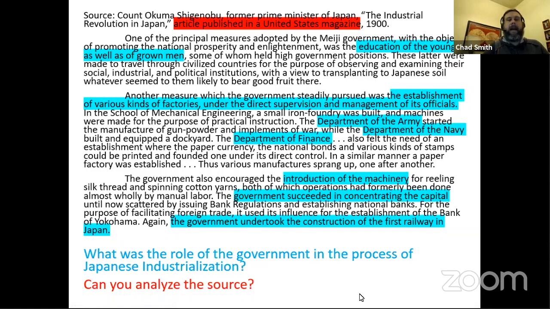If I was going to analyze this source, I would point out the fact that this article is written by a former leader of Japan, but more importantly, I would point out that it was published in a United States magazine. Clearly, this article is used in order to prove to the United States that they made a mistake when they underestimated Japan and demanded the signing of the unequal treaties back in the 1850s. I'm not 100% sure about 53 now that I say it.